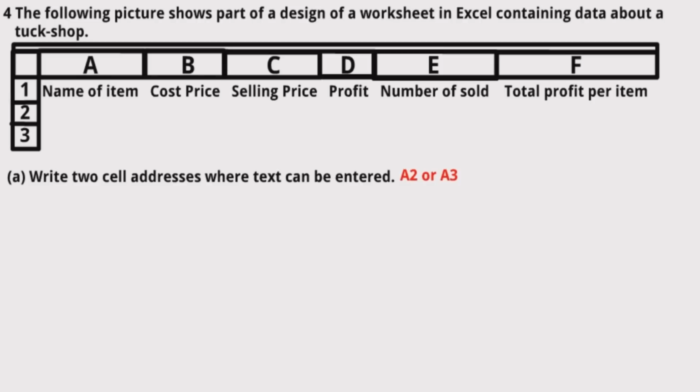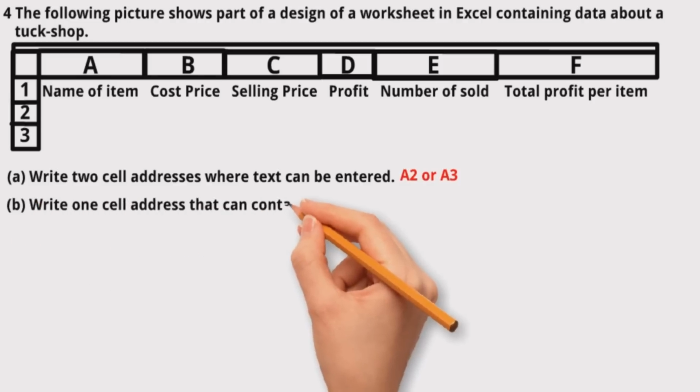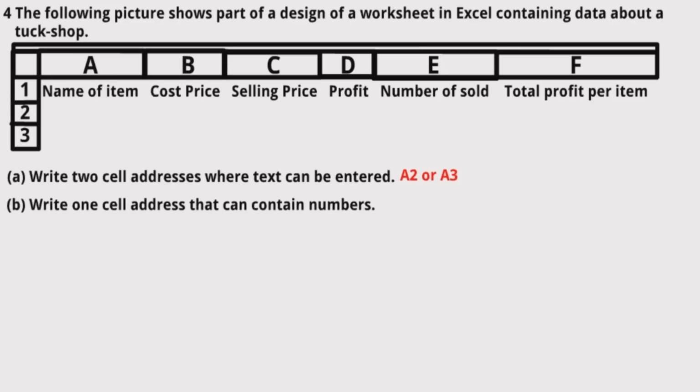Okay, we come to question 4b, which is write one cell address that can contain numbers.